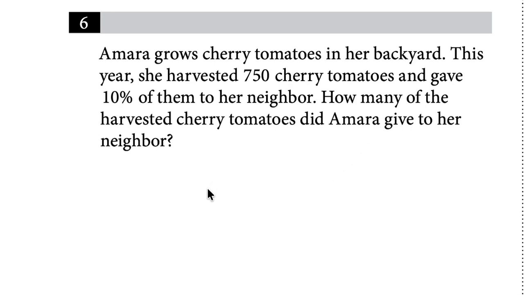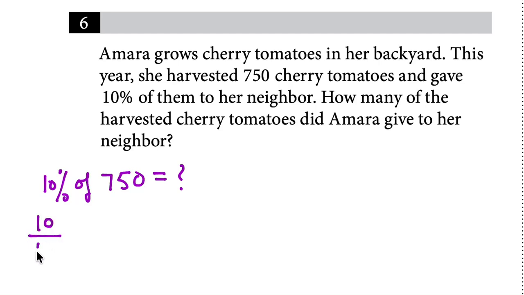Okay, let's see first properly. Let's decode what is asked. 750 total and 10% are given to the neighbor. So 10% of 750 is asked. That is our question. So 10% means over 100, of is multiplication, and this is 750. We have to calculate. So 0 cancelled here, 0 cancelled here, and that is 75. That is our answer. That 75 cherry tomatoes Amara is going to give to her neighbor.